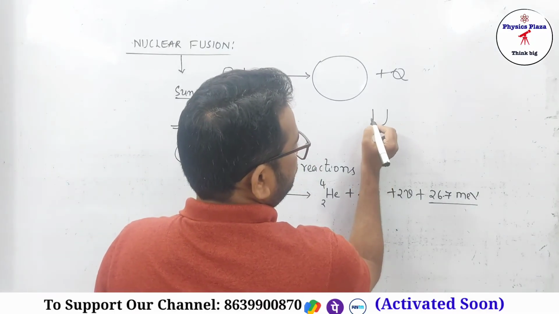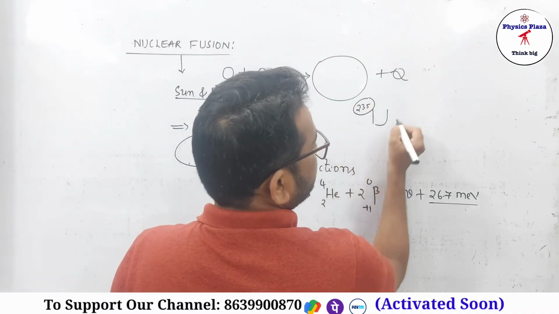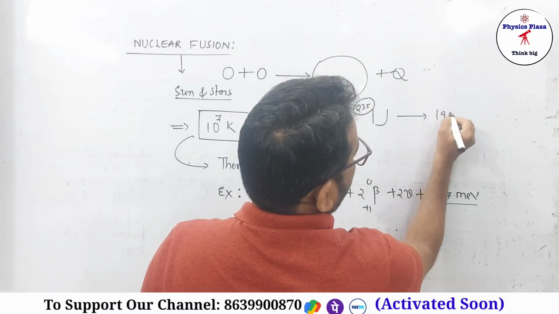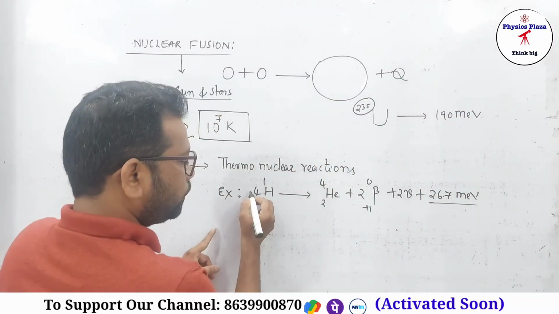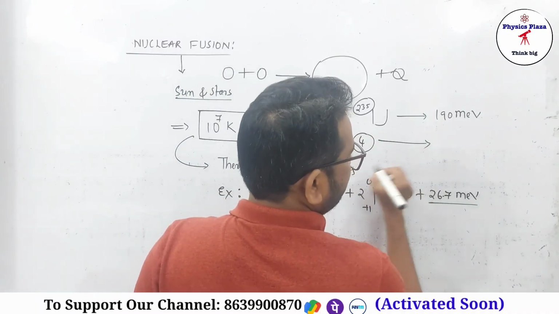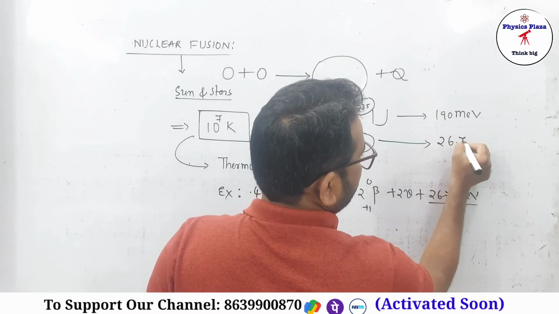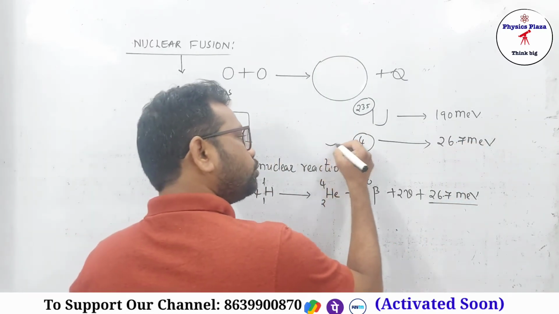Look here. In uranium 235, how many nucleons? 235 nucleons are participating, so 190 mega electron volt is released. Whereas here, how many? 4 into 1, only 4 nucleons are participating, and 26.7 mega electron volt energy is released. So it is nuclear fusion.